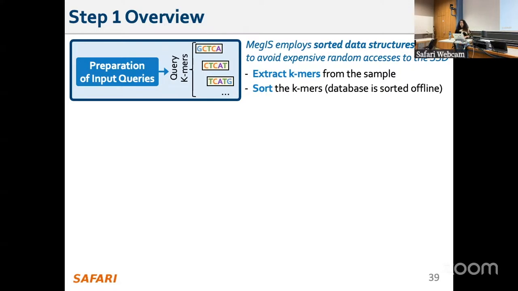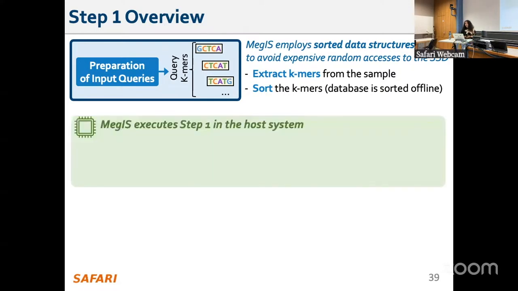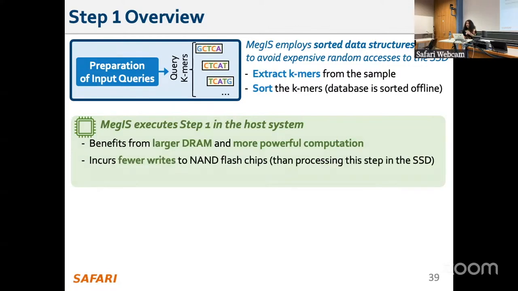Now, MegIS executes this step in the host system because it benefits from the larger DRAM capacity that we typically have available in the host system and more powerful computation. Because of that, it would also incur fewer writes to the NAND flash chips compared to the case that we were to execute this step in the SSD. And by effectively leveraging the host system for performing this step, we would be able to overlap this step with step 2, which, as we will discuss, will be executed in the storage system.